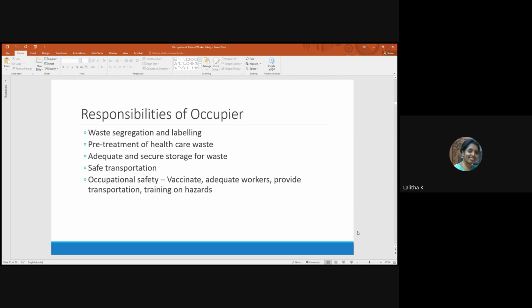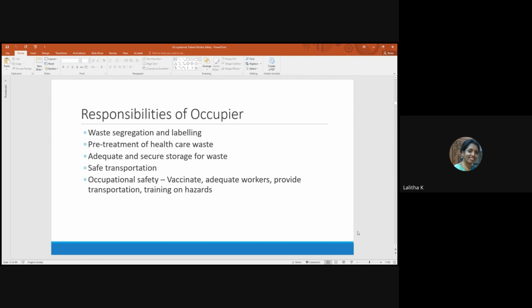Can anyone tell which are the waste which we need to pre-treat at our hospital level before handing over to the common treatment facility? Madam, from microbiology, laboratory cultures. Very good. Microbiological waste, laboratory waste. Anything else? Blood bags. Okay, that is one of the other important things.